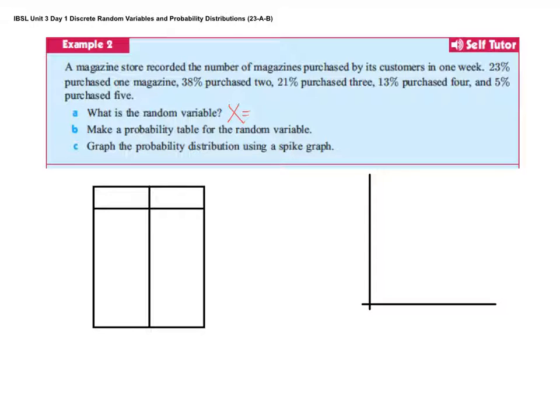Number of magazines purchased. What do you guys think about that? The number of magazines purchased. I think it is the number of magazines purchased. You agree? Yeah. Okay, good. That's good. You might look at this initially and think like the percent of magazines purchased or whatever, but what do those percents actually represent? How many? The probability. Very good. Okay? The probability that a randomly selected person purchased that many magazines. Okay? So X represents the number of magazines purchased.